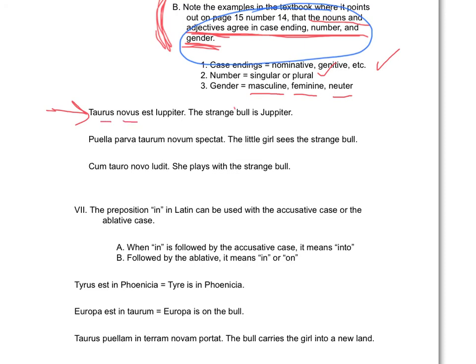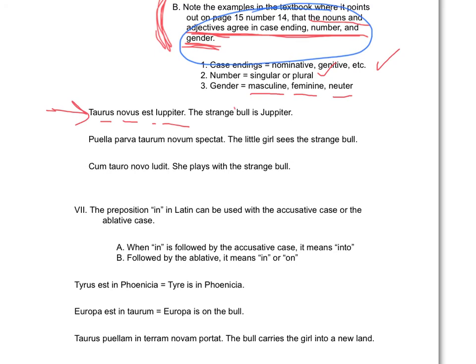Taurus novus est Jupiter. Latin, of course, isn't a spoken language, but I am modeling for you the pronunciation, and you should probably practice the pronunciation as well. You won't have to do any spoken Latin in this class, but if you also add an oral element to your regular studying, it will help you learn faster.